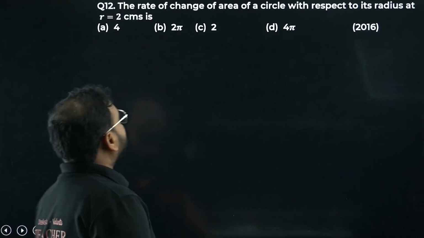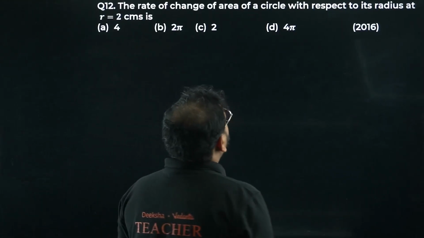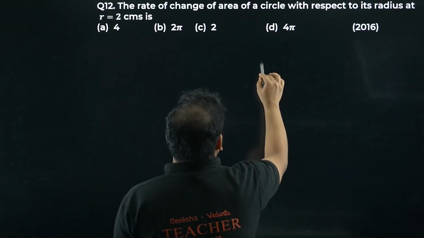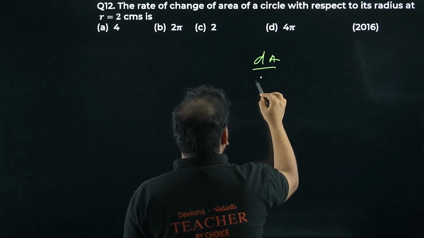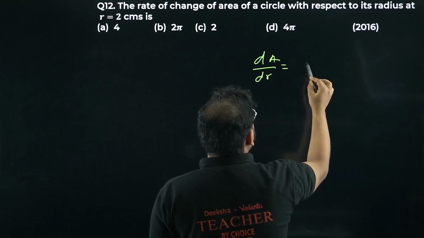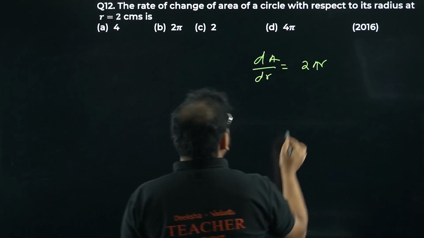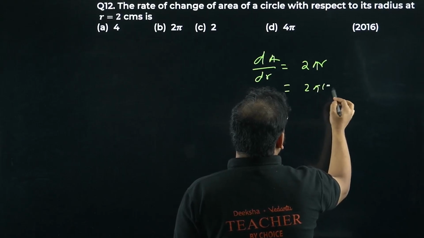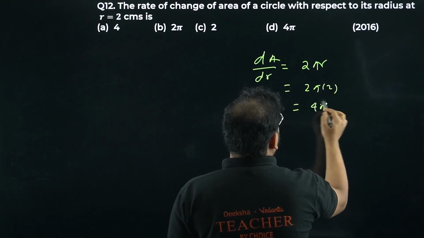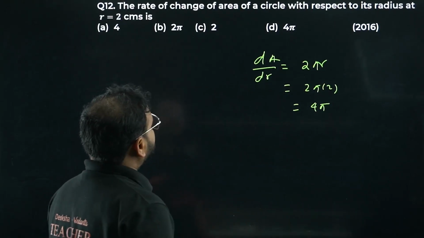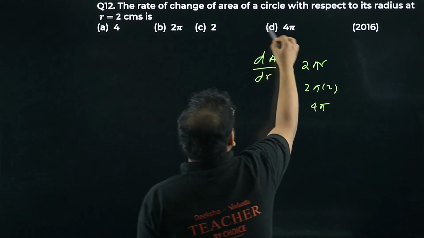So we have the rate of change of area of a circle with respect to its radius. So dA by dr they are asking. It means it will be simply 2 pi r. R value is given as 2. It means 2 pi times 2. How much is that going to be? 4 pi, right? Option D looks good. Please check.